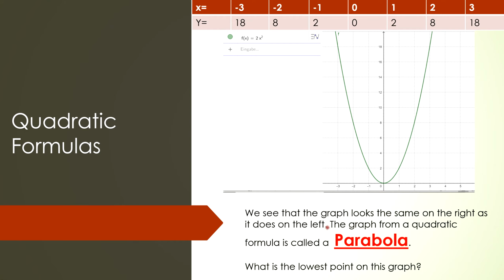What's the lowest point? Well, we can see on the graph, it's right here. It's 0,0. We can also look at the table. We see the lowest point, so we have to look for the y coordinate, is 0. Well, that's when x equals 0. So the coordinate is 0,0.